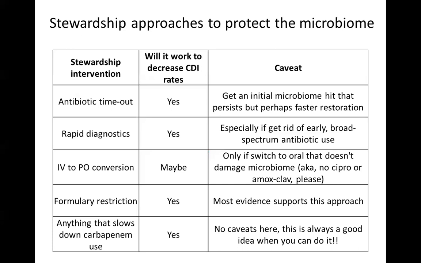Rapid diagnostics are great, but they're even better if they can prevent you from starting that empiric therapy in the first place, aka they don't exist in the moment. But that's where we've got to get to really wipe out C. diff and potentially endanger our organism in the first place. IV to PO conversions, no. They'll have no demonstrated effect on C. diff, and especially if they're a little bit non-absorbable, you might actually be increasing your C. diff risk because you're killing more gut microflora. Formulary restriction, probably the best.